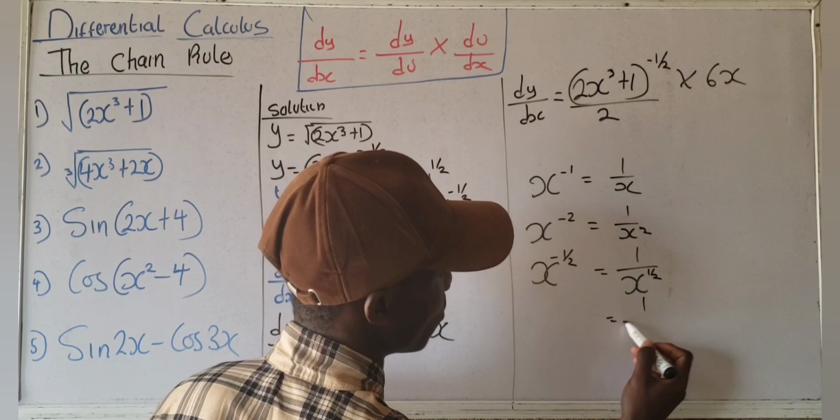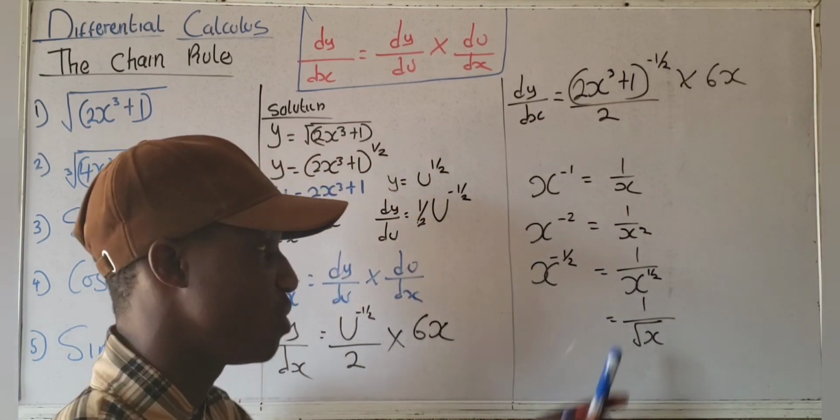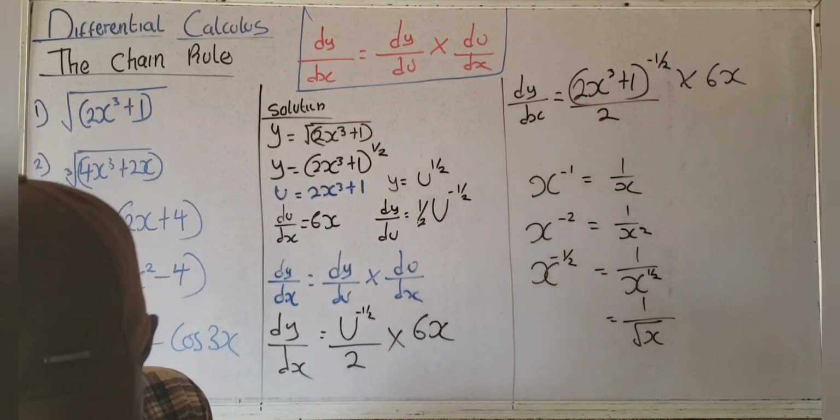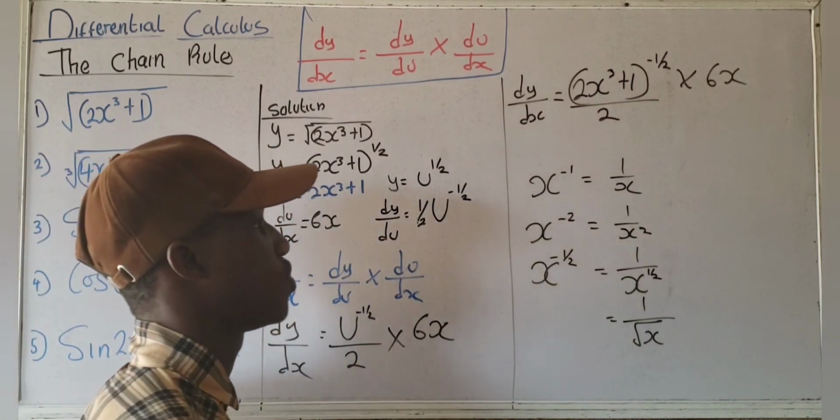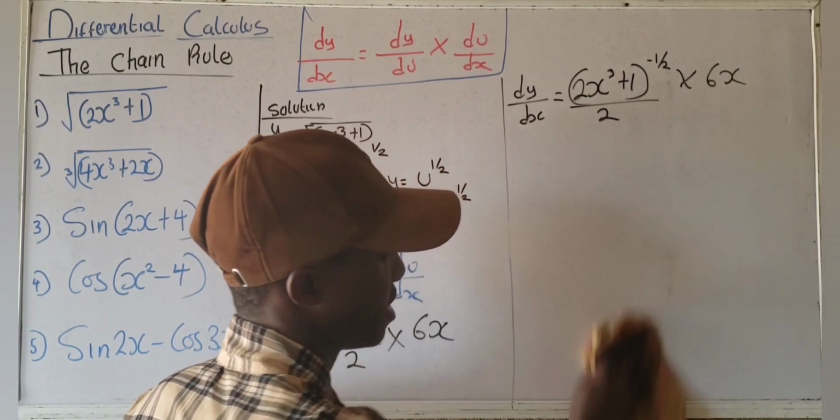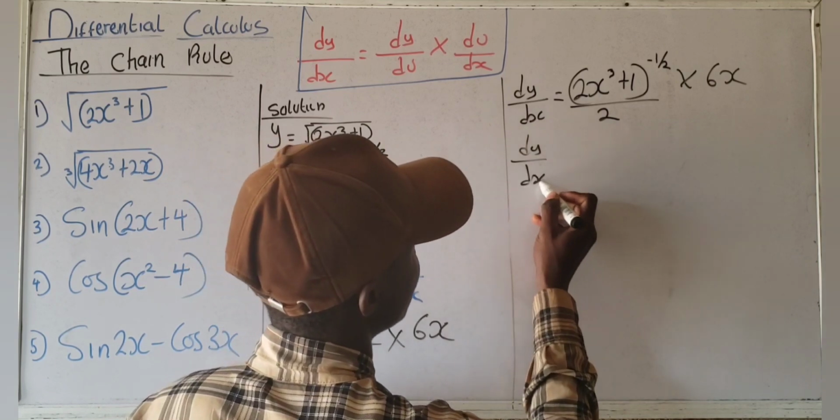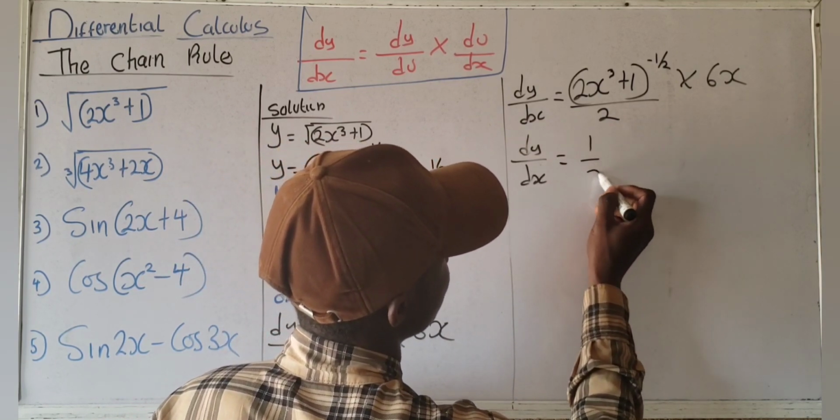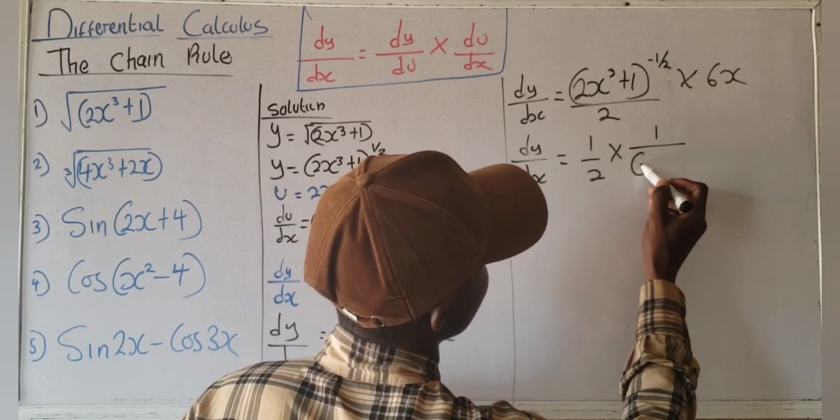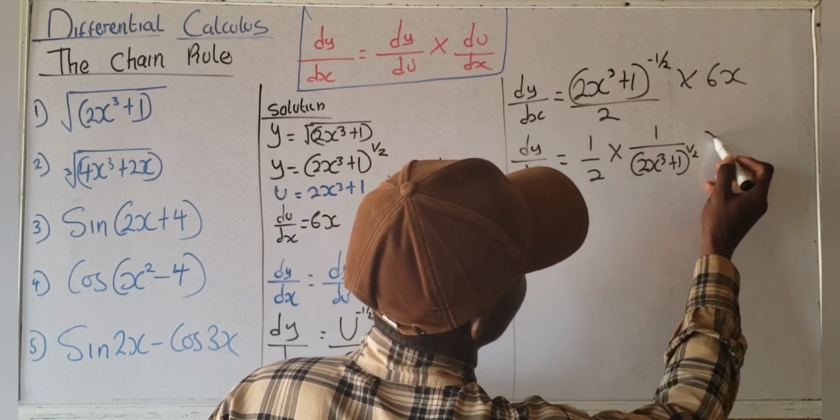Which can be written as 1 over square root of x, because the power, which is half, is what? Square root, you understand? So we are still going to apply the same approach with this derivative. Please kindly pay attention, okay? Here I'm going to have dy all over dx is equals to 1 over 2 multiplied by 1 over 2x raised to the power of 3 plus 1 raised to the power of 1 over 2 multiplied by 6x.